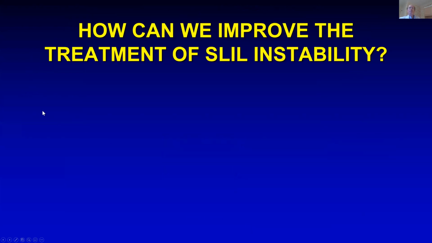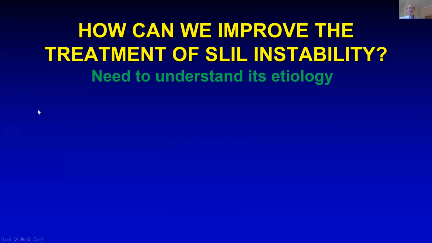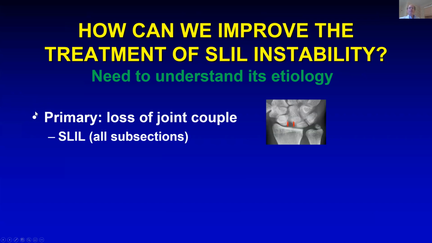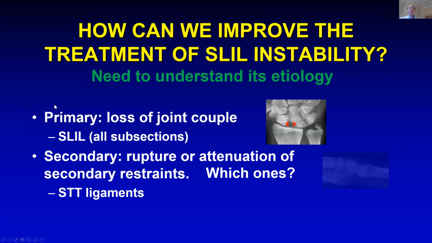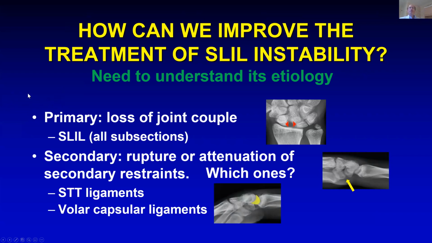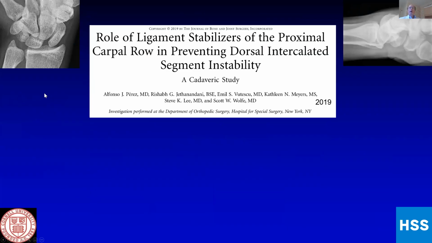So how can we improve the treatment of scapholunate instability after all these years? I think we need to understand its etiology better. First, there's a primary loss of the joint couple, and that's the scapholunate ligament. We understand that. But secondary, it's a rupture or attenuation of secondary restraints, which I don't think we completely understand. So which ones? Are we talking about the STT ligaments? Are we talking about the volar capsular ligaments? Or are we talking about the dorsal ligamentous complex? Or a combination of all three?